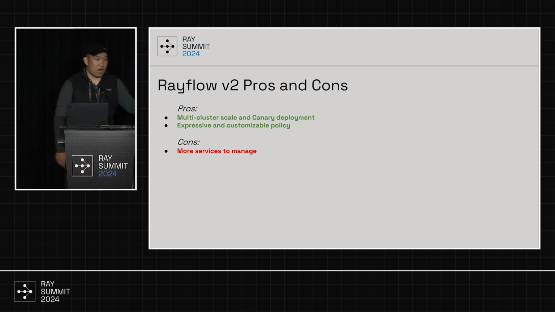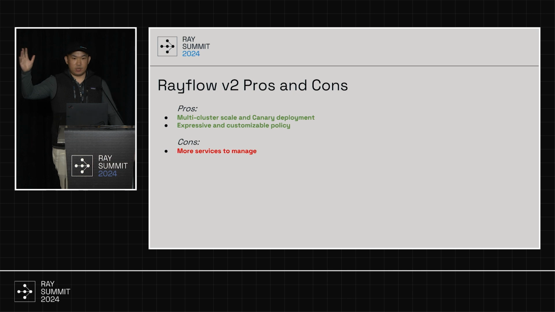The cons is pretty obvious. You have more services to manage. You have one purple box sitting in the middle of everything, and then per Kubernetes cluster, you have a daemon service running and talking to it to handle the jobs running on that specific cluster.